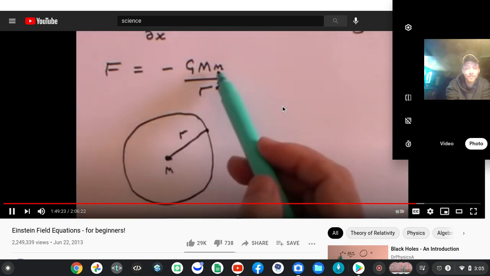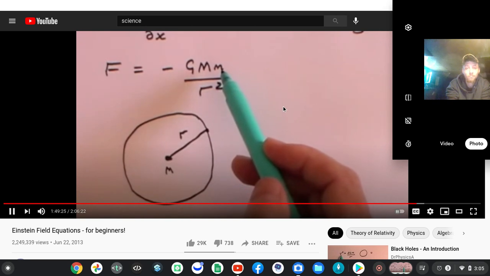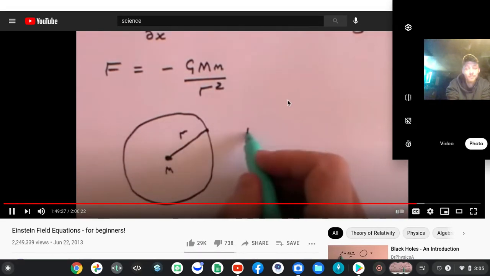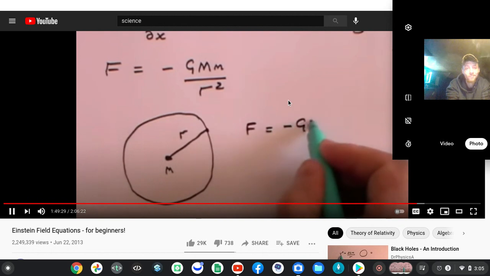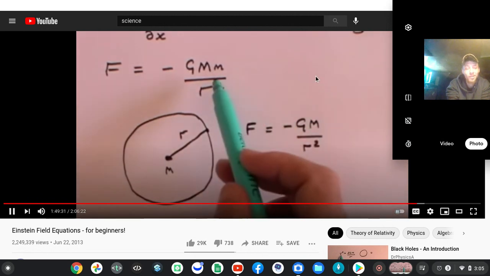Well, if the unit mass is 1, the force will be minus GM over r squared, because m is 1.